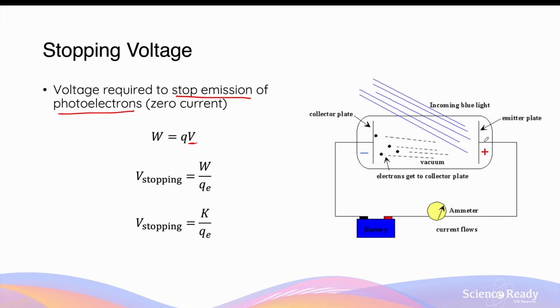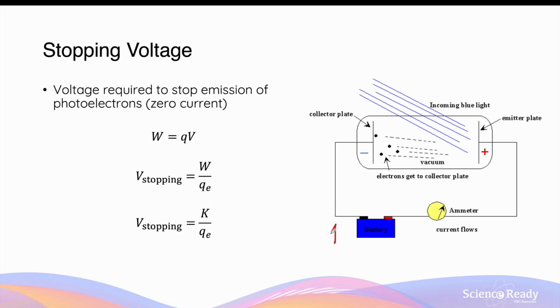inside the evacuated tube. Because the electrons are negative, the potential difference across the 2 plates will actually do work against the motion of the electrons, because the electrons will be repelled by the negative plate and be attracted by the positive plate. The exact amount of work done is given by Q times V, where Q is the charge of the electron and V is of course the potential difference between the 2 plates.